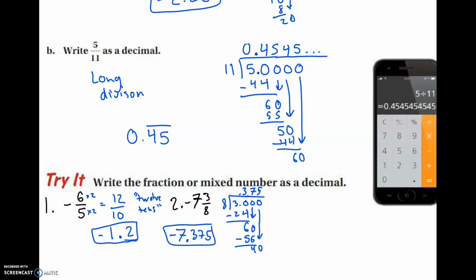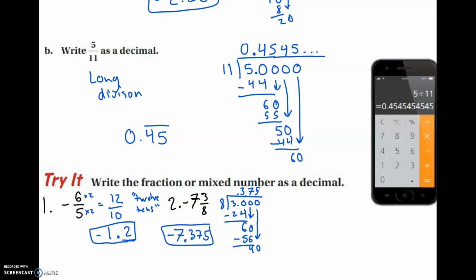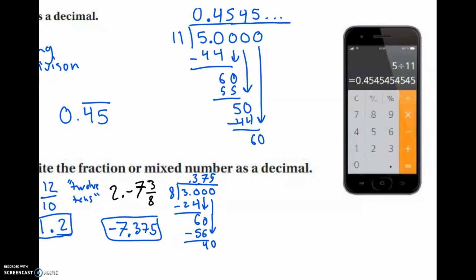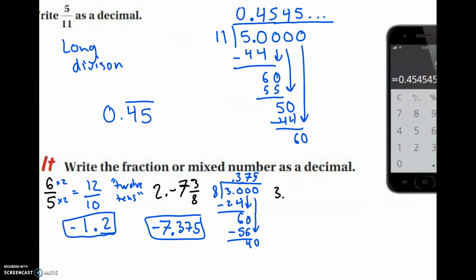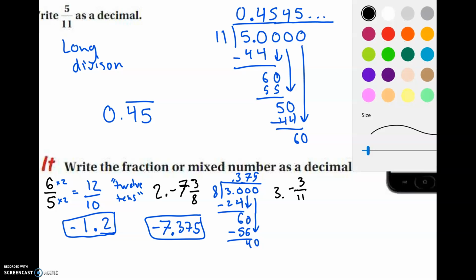All right, try another one. We're going to do 4 of them. I'll zoom in on this next one. It's going to be negative 3/11. I'm telling you right now, this one's going to be a repeating decimal. It ends in 11. We know that because I'm telling you it does. Go ahead and pause the video and try it.